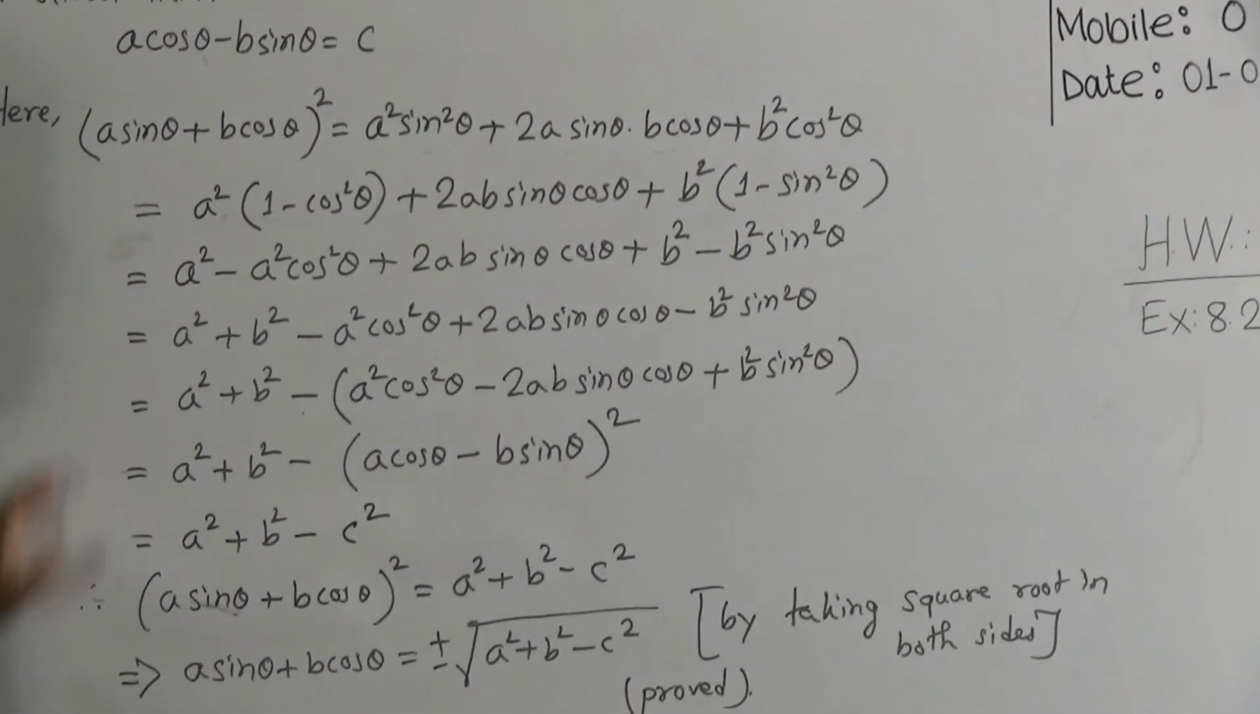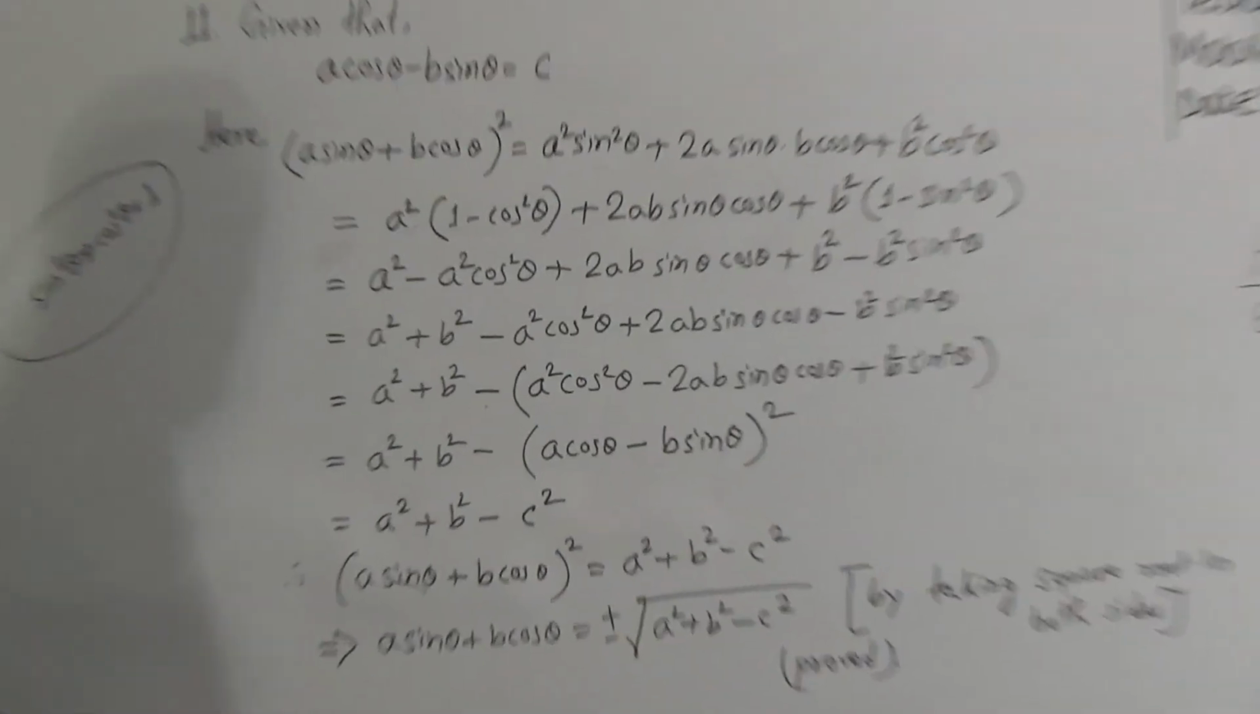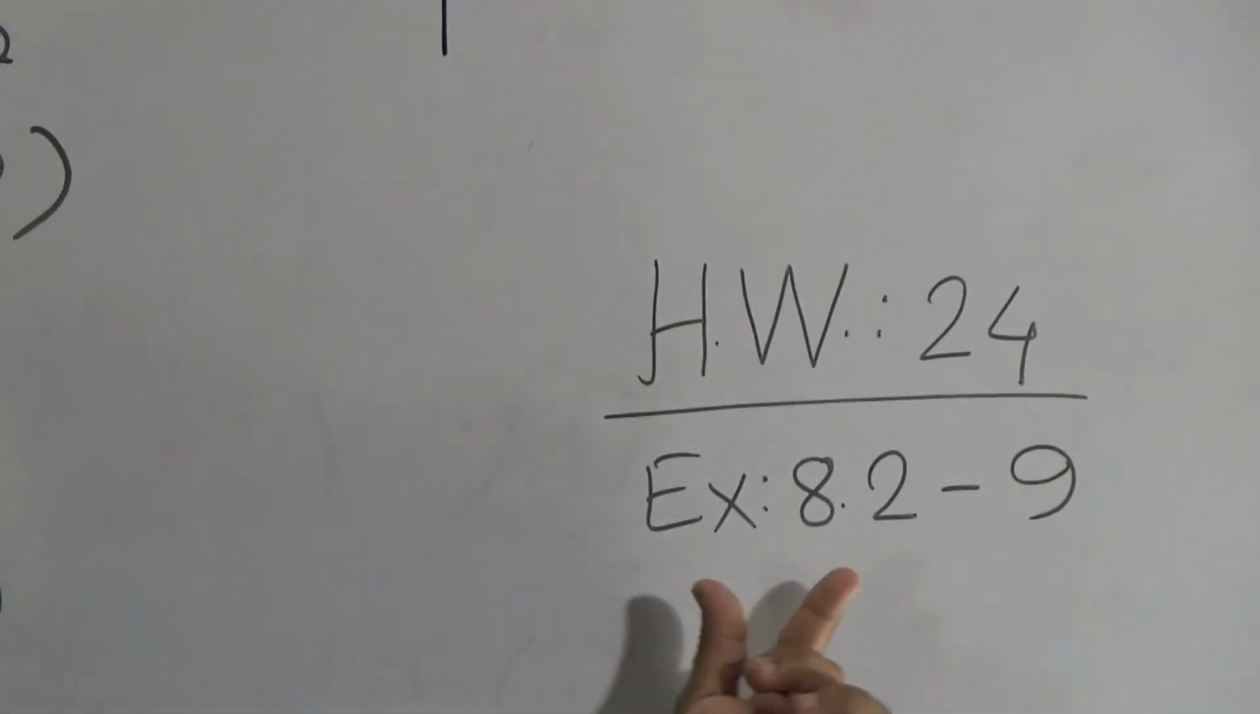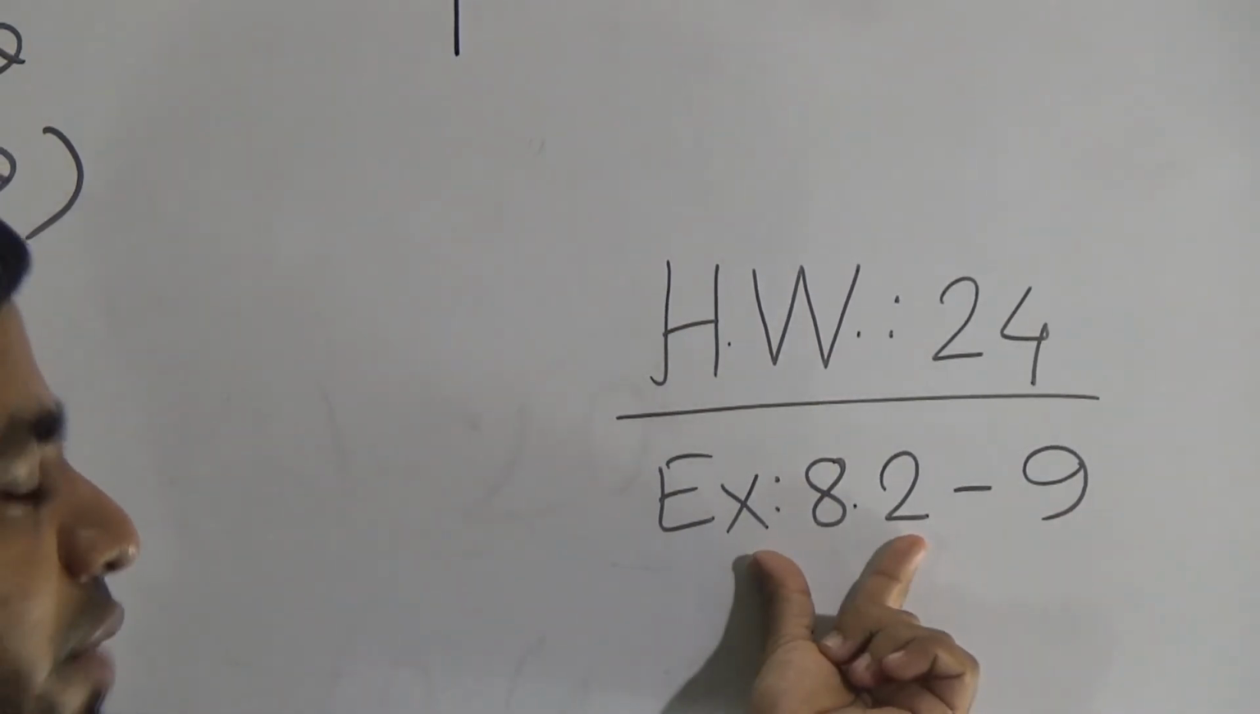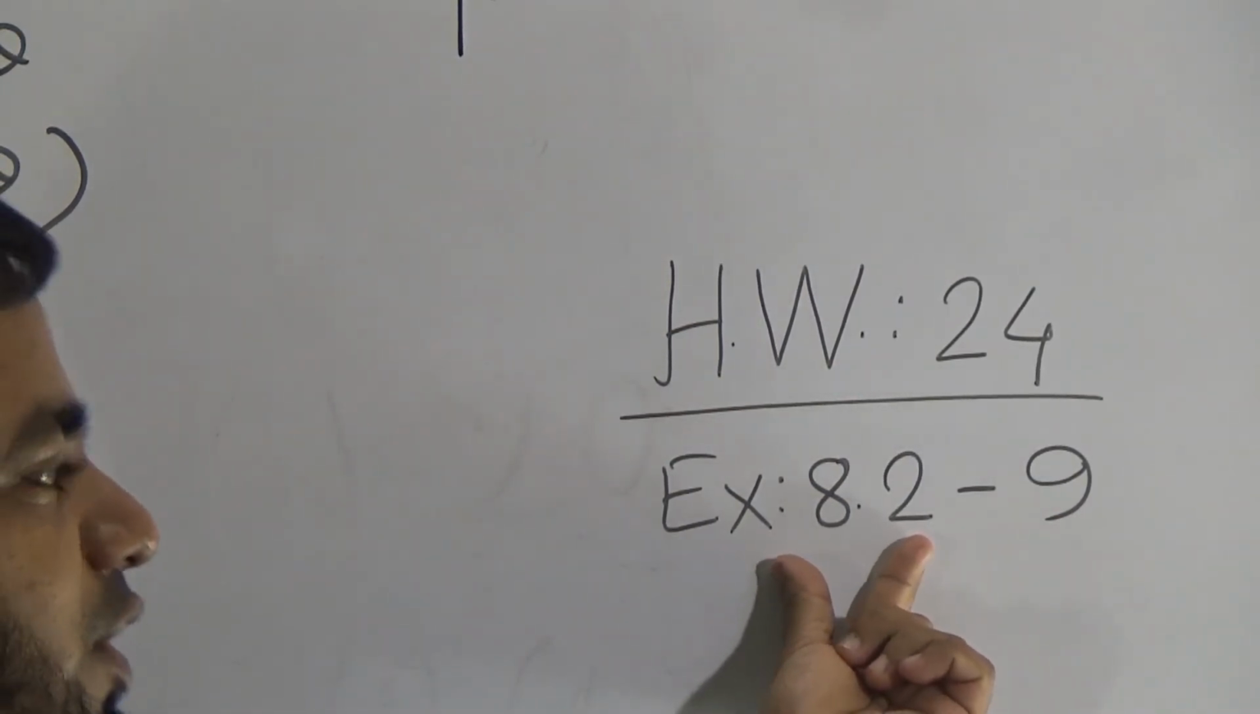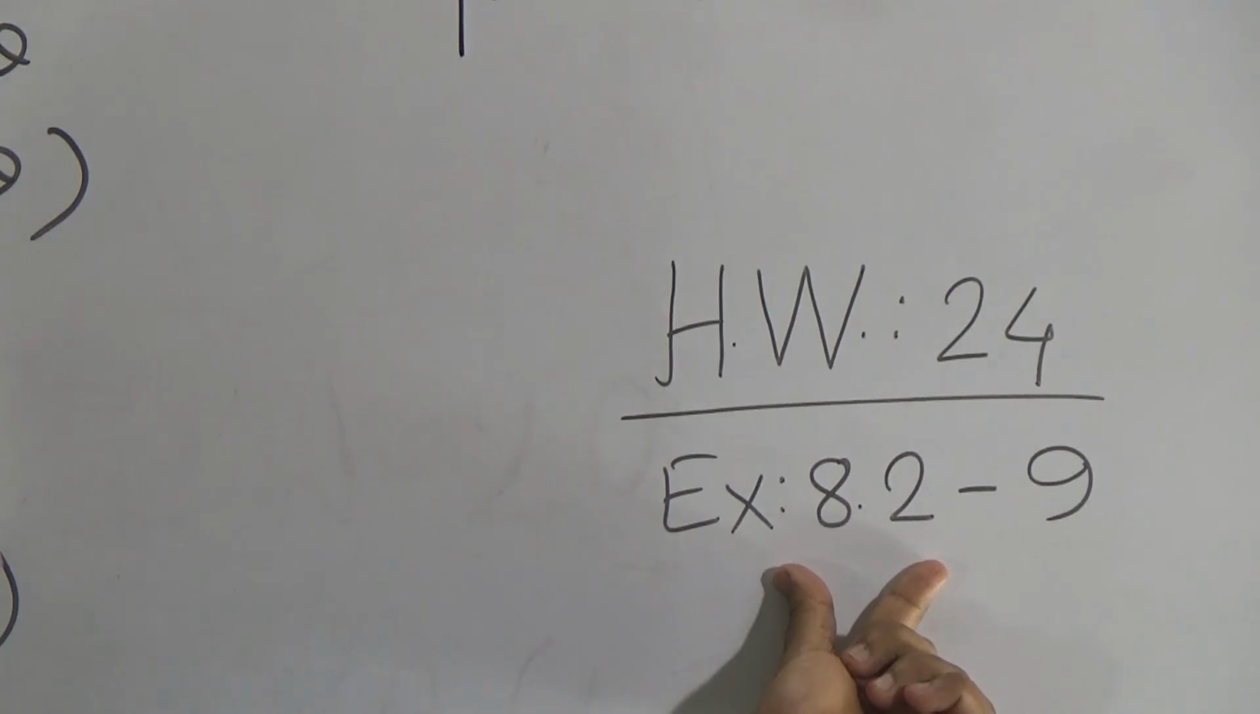It's a very simple calculation. Okay, and you have homework for this class. Your homework number is 24 and your homework is question number 9 from exercise 8.2. Do this homework properly and submit.